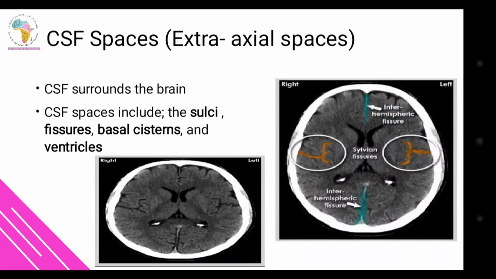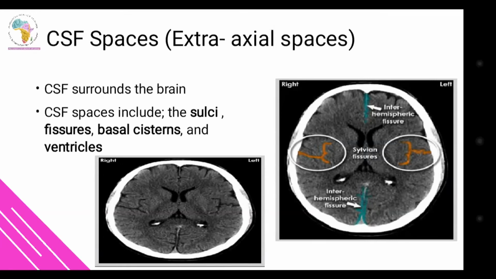Now we'll talk about the CSF spaces, that is, spaces which contain the cerebrospinal fluid. They are also called the extra axial spaces. The brain is called the axial space, whereas what surrounds it, the spaces occupied by CSF, are called the extra axial spaces. Those spaces include the sulci, the fissures, basal cisterns, and the ventricles.